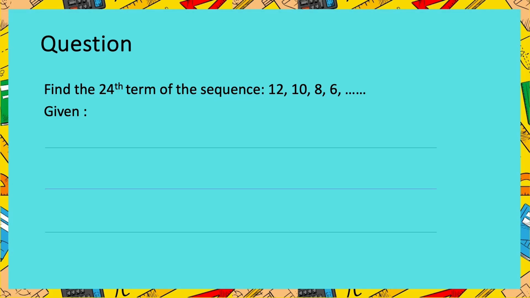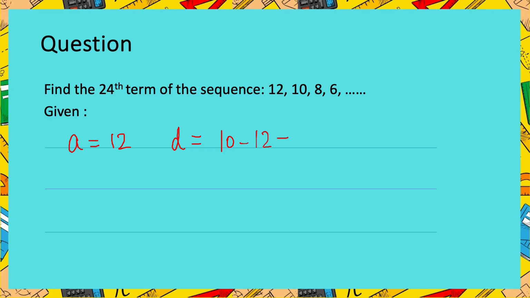Now I have a question here based on the same formula. You have to find the 24th term of the sequence. Firstly, we always figure out what is given to us. So over here, a is equal to 12. And the common difference, I can find out by subtracting two consecutive terms. So I do 10 minus 12, which gives me -2.